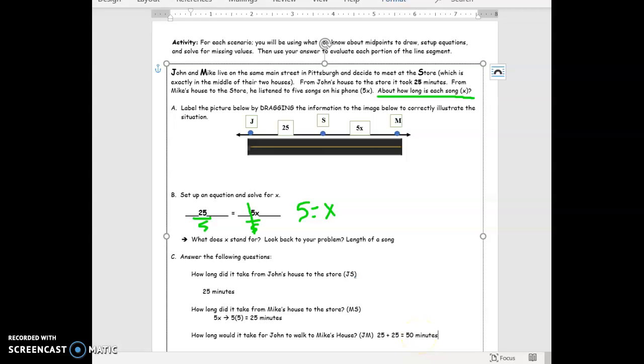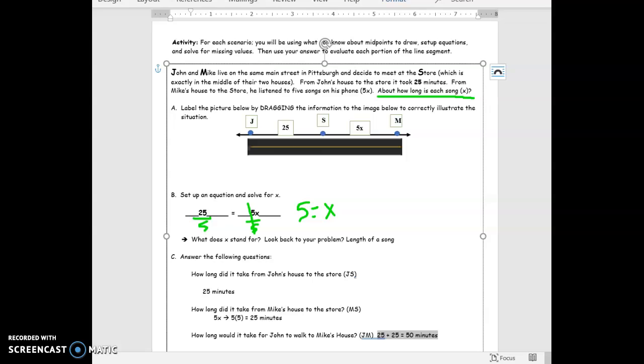which is going to give you, it's going to take them 50 minutes to walk from John's house to Mike's house, or Mike's house to John's house. The direction that you would travel does not matter. So this would be your answer for this last question, how long it would take for him to walk to his house.